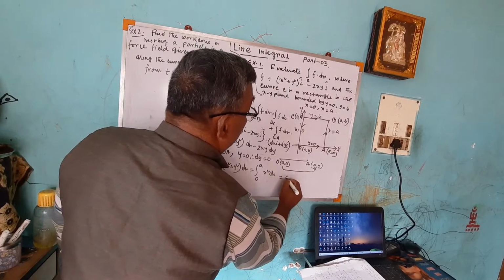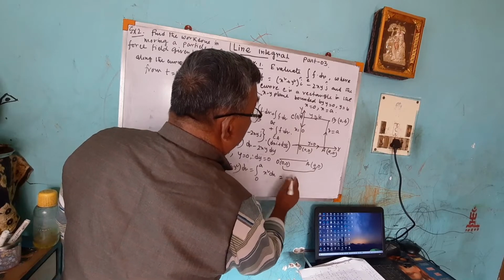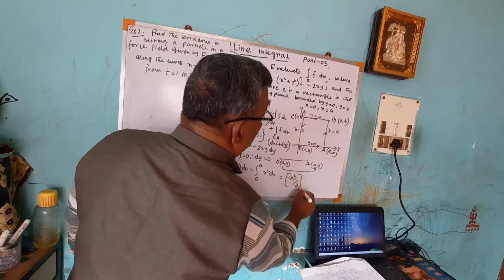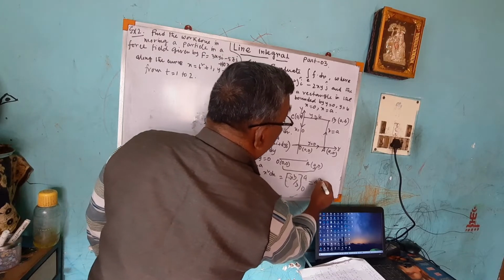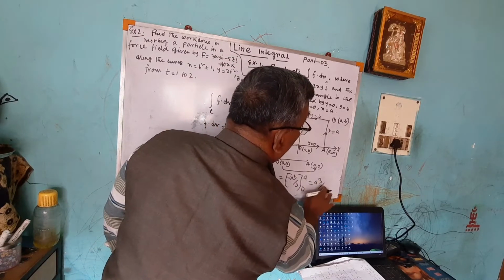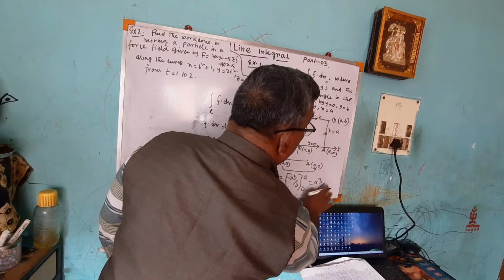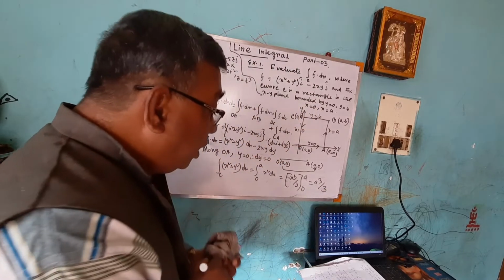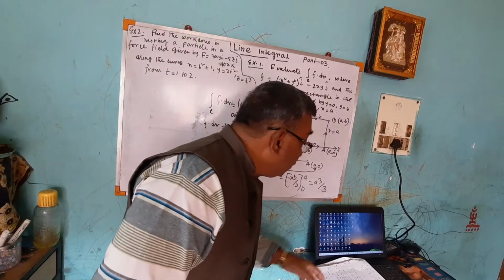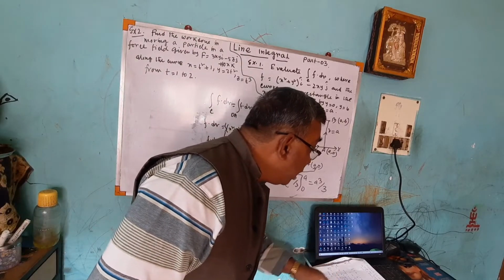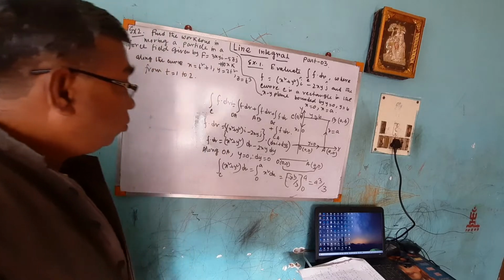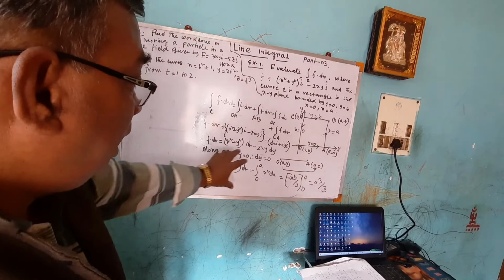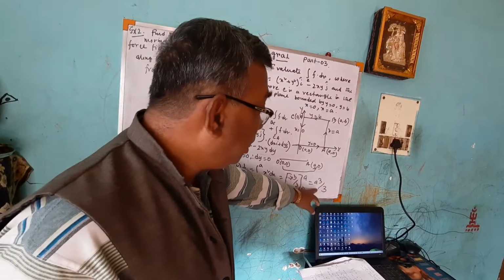That comes x cube by 3, then 0 to a. So that comes a cube by 3. So along OA, a cube by 3. Try to understand. Along OA, the answer is a cube by 3.